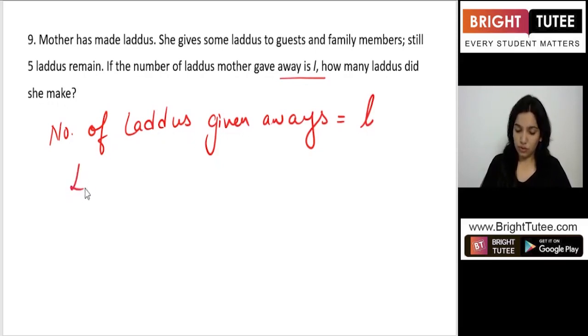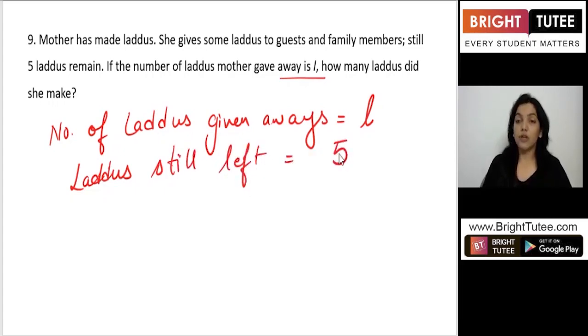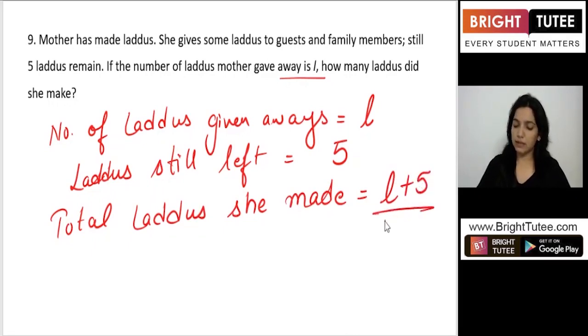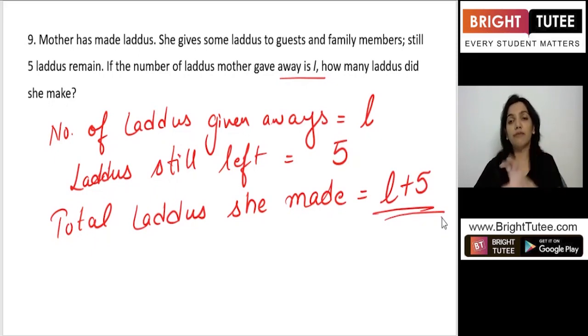Now laddus are still left. So laddus still left is equal to 5. So if this much amount is given away and this much amount is left, then the total is the number of laddus she has made. So total laddus she made is equal to L plus 5. I hope this is clear. This is the number of laddus she has made, where L is the number of laddus she has given away and 5 is still remaining.